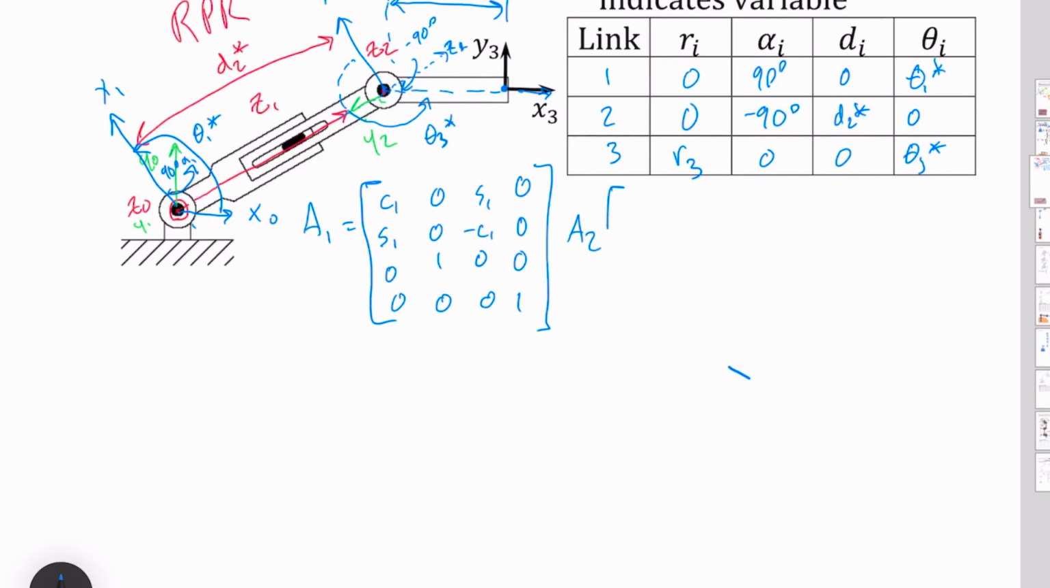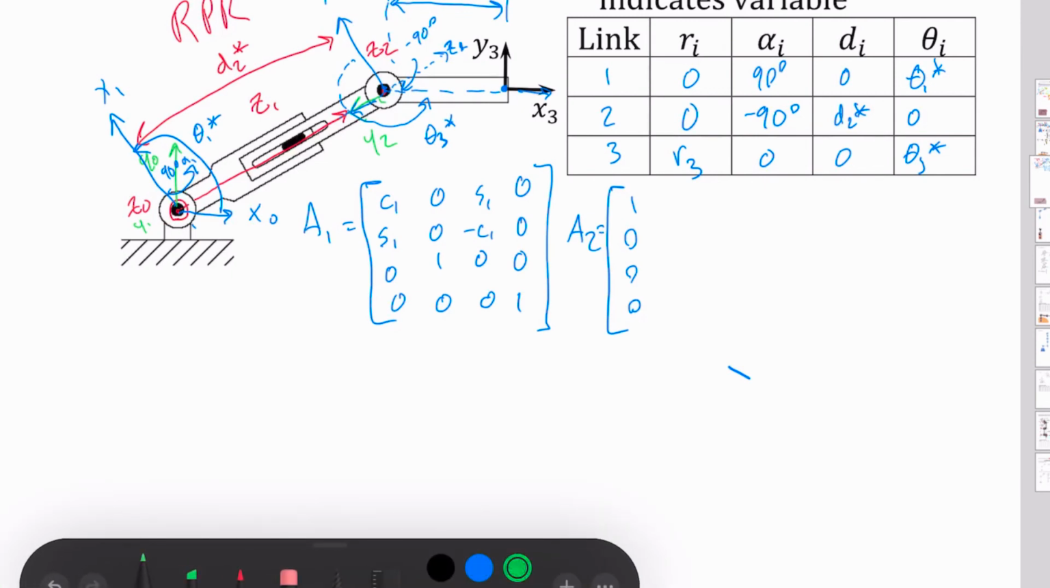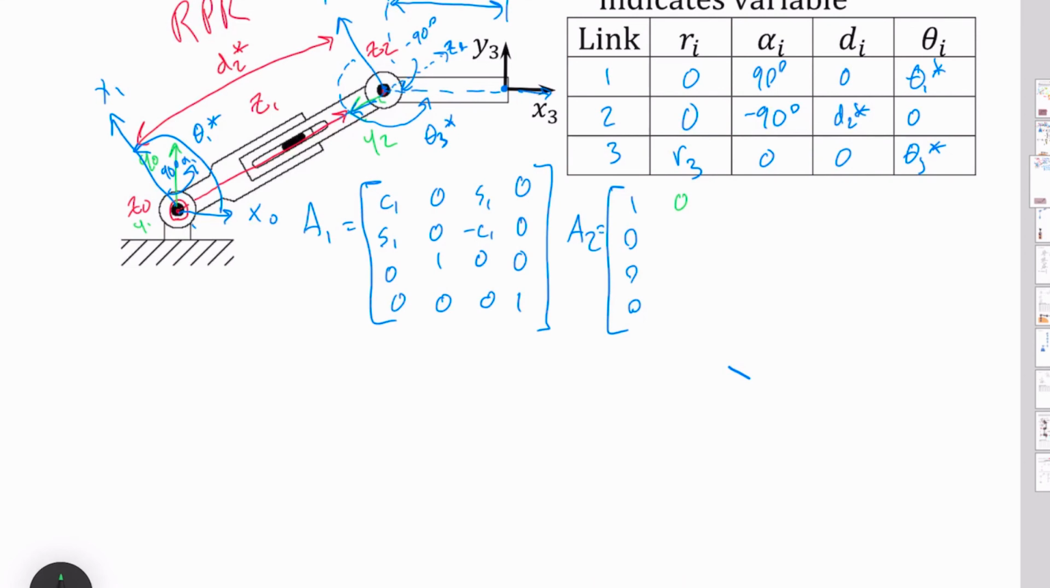My A2 value is going to be my distance that I move along, and so I do have an alpha in here, and that's going to twist my values here. One of the things you can remember is that our y2 here is pointing in the opposite direction that we had before. So that's why we're going to get a 0, 0, negative 1, 0, 1, 0, and then we get our d2 value here, 0, 0, d2 star.